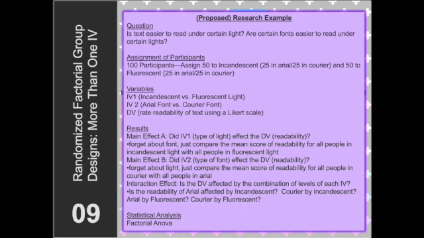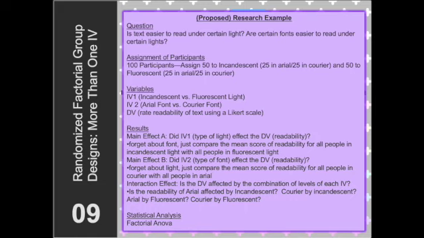And so you would randomly assign your participants to either the incandescent light group or the fluorescent light group. And then you would go back to your 50 participants in your incandescent group, and you would randomly assign them to either read Arial font or to read Courier font. And of course, they would be doing that in that incandescent lighting. And then for the fluorescent lighting, you would go back to those 50 people and randomly assign 25 to read Arial font and 25 to read Courier font, again in that fluorescent lighting.